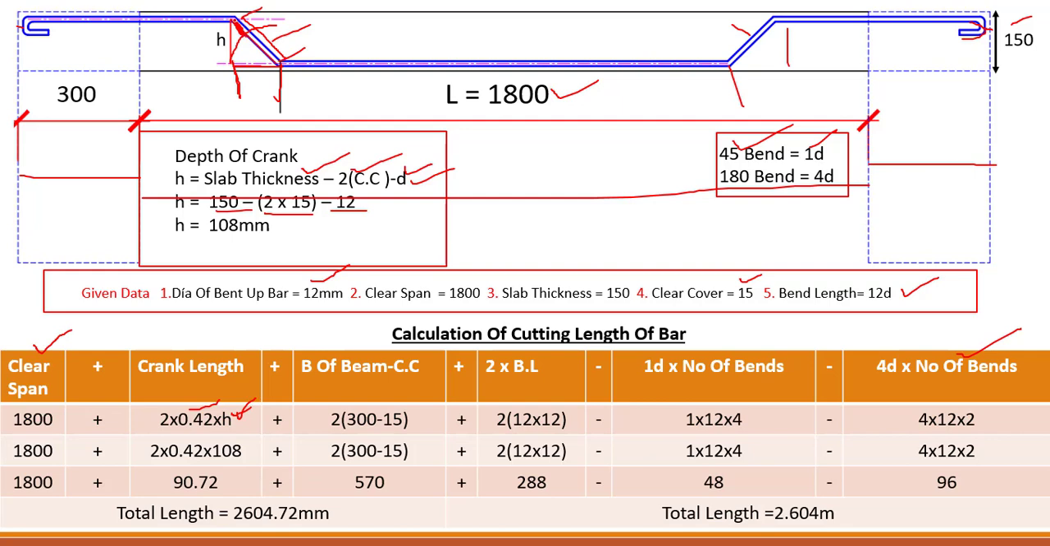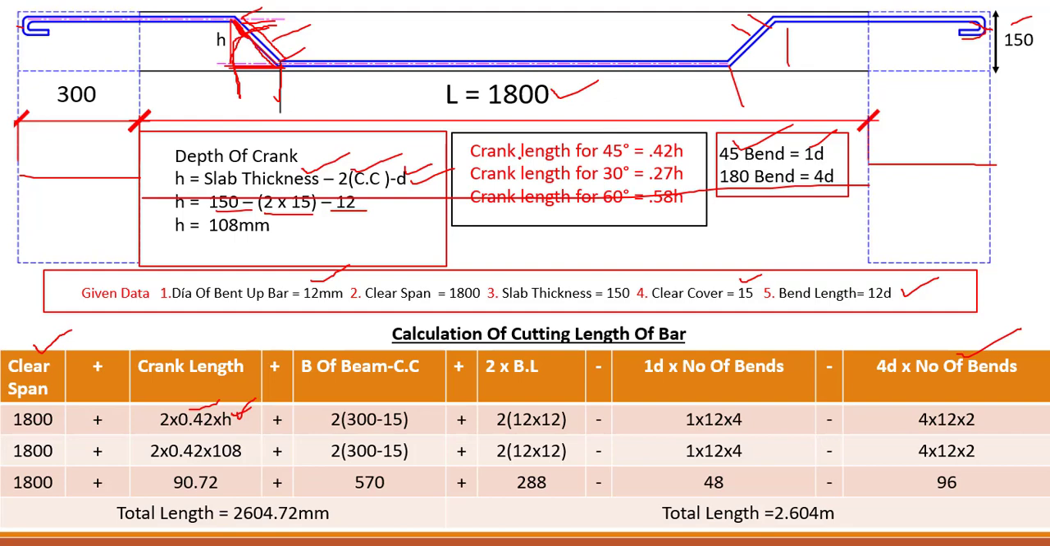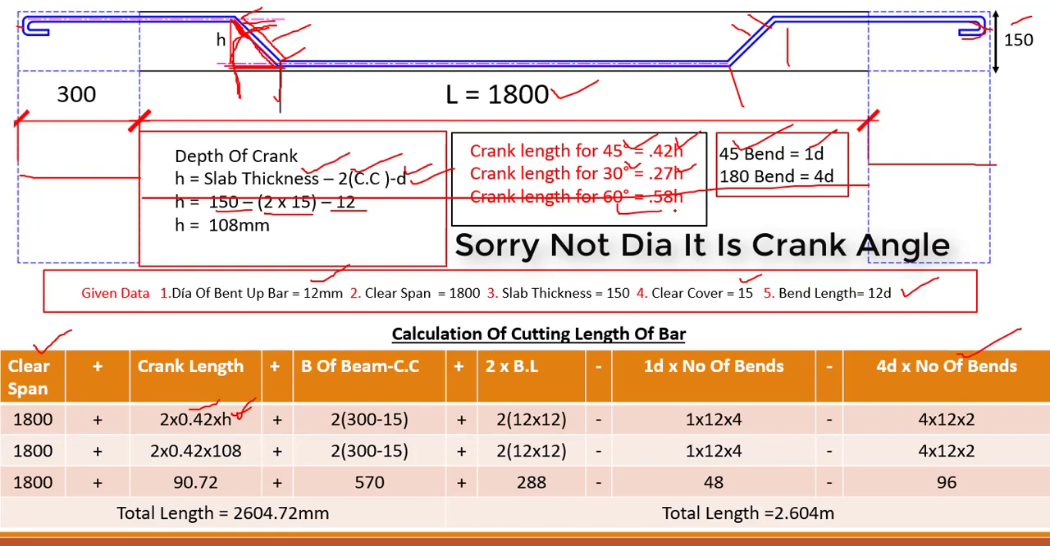So crank length will be equal to 2 into 0.42 into H, and this is basically the length right from this position up till this position, because this portion we have taken already in the horizontal case. This is the length of crank, 0.42 into H into 2, because we have 2 cranks. And remember one thing, if the angle is 45 degree, then we will take 0.42 into H. But if the crank angle is 30 degree, then we will take 0.27 into H, and if the crank angle is 60 degree, then we will take 0.58 into H. So these are some cases. According to your drawings you can take all of these values.